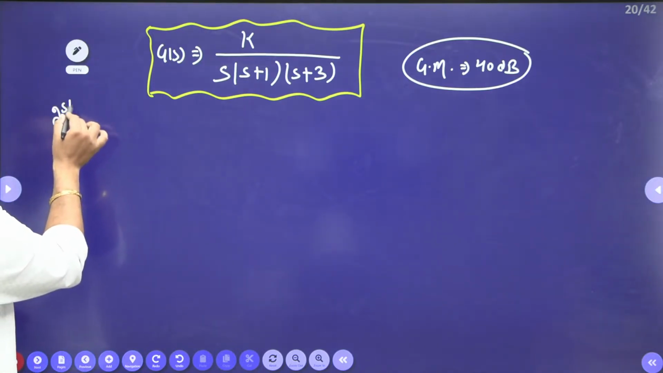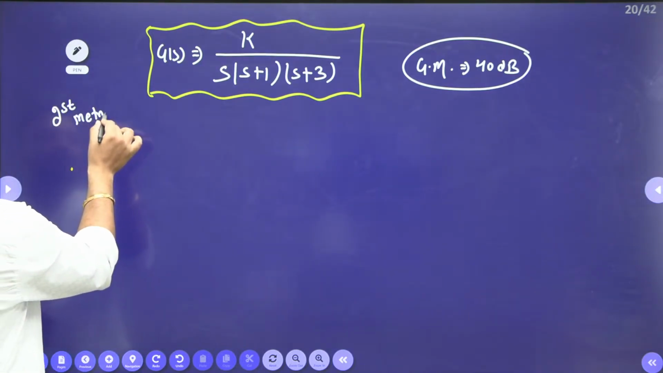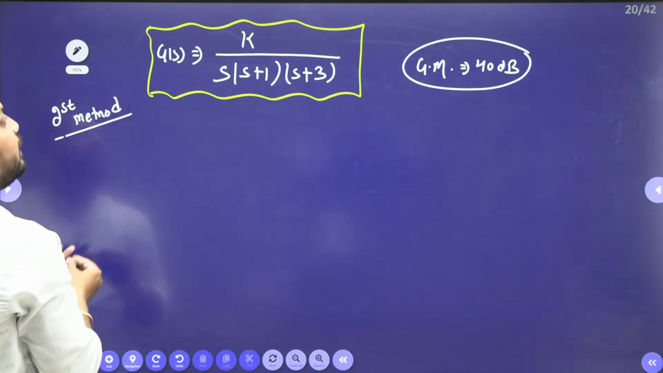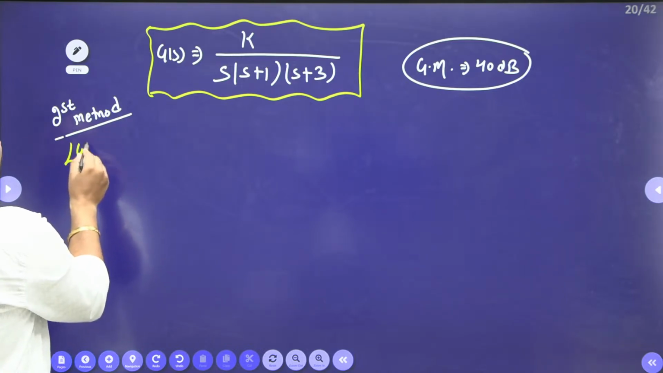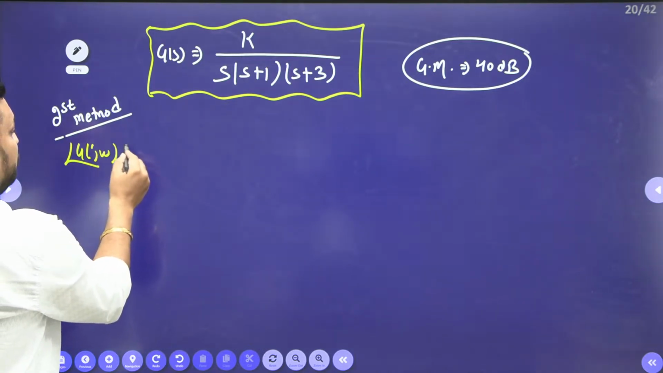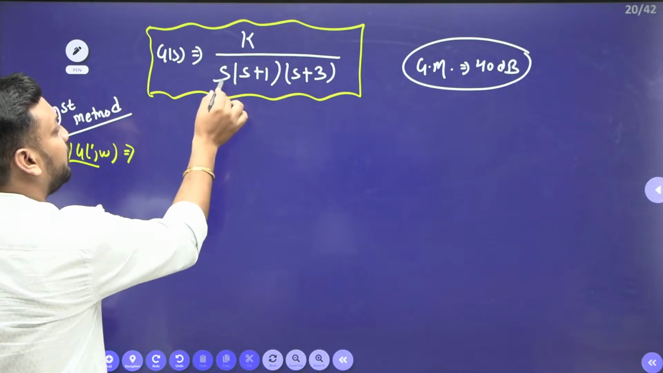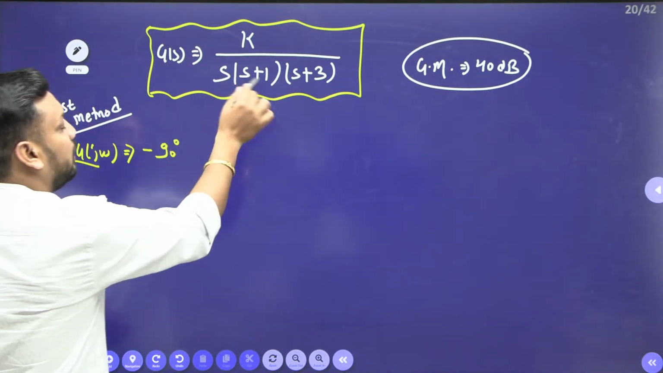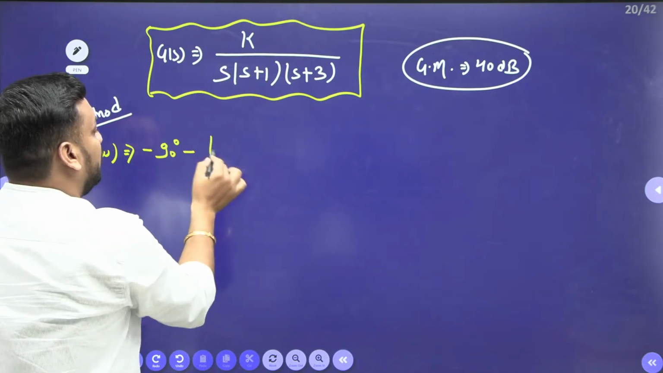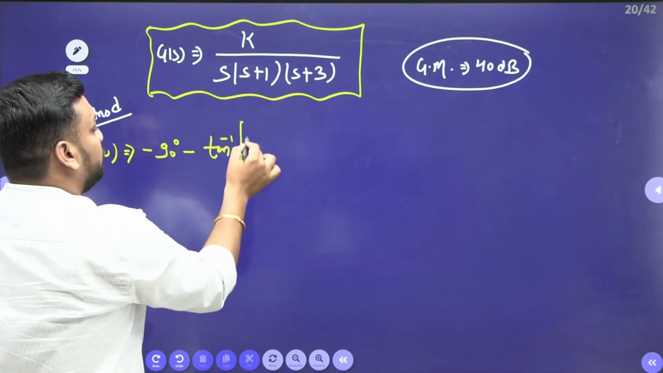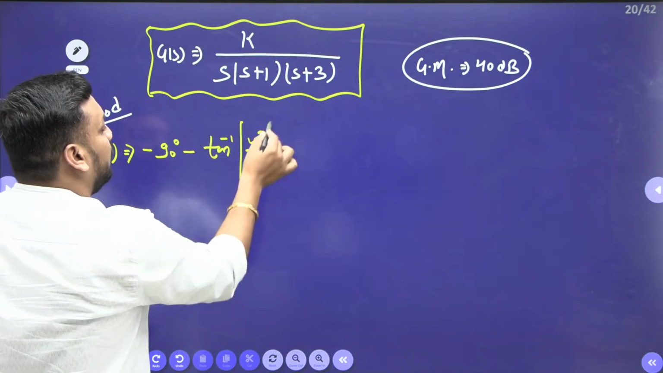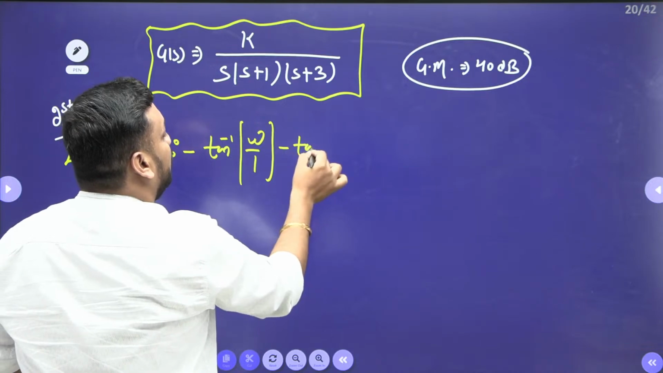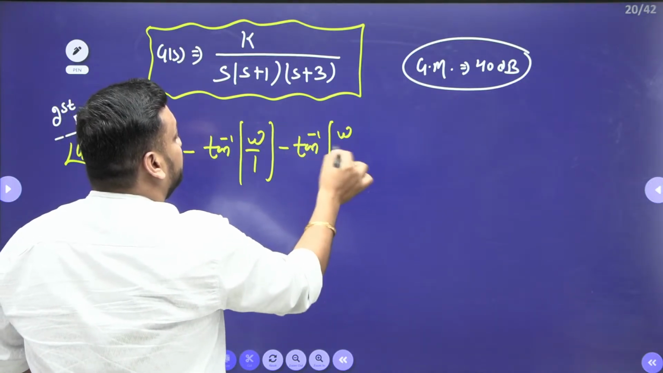If I go for the first method, that is the angle equation, tell me, guys, what is the angle of G(j omega)? The angle of j omega is minus 90 degree in the numerator. For j omega plus 1, the angle will be minus tan inverse omega by 1. Next, the angle of the third factor is minus tan inverse omega by 3.